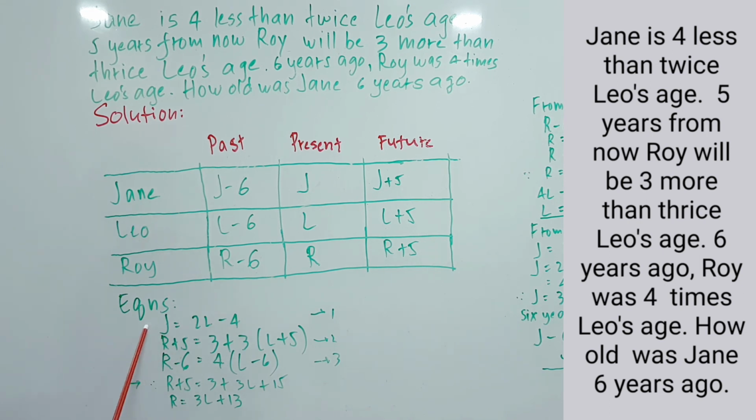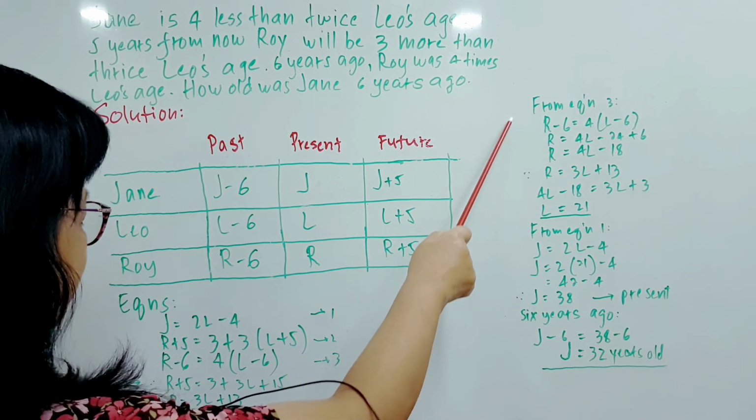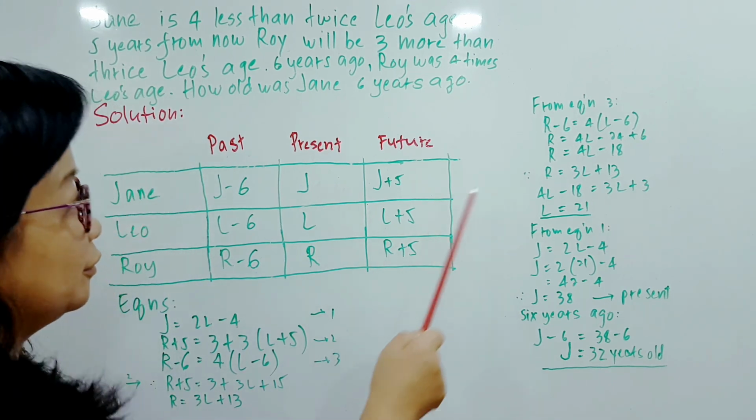So, of course, equation 1, no need to simplify because it's already J is equal to 2L minus 4. But equation 2, we can simplify this one and it will result to R is equal to 3L plus 13. Yan yung simplification ng equation 2. R is equal to 3L plus 13. Yan dito na-solve natin from equation 2.